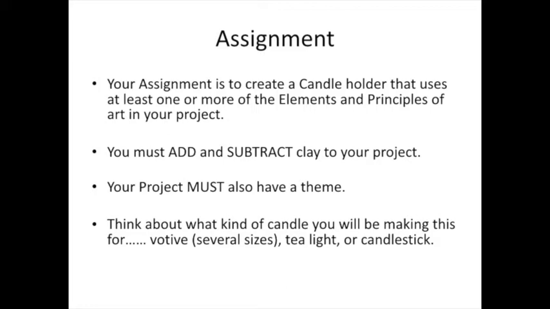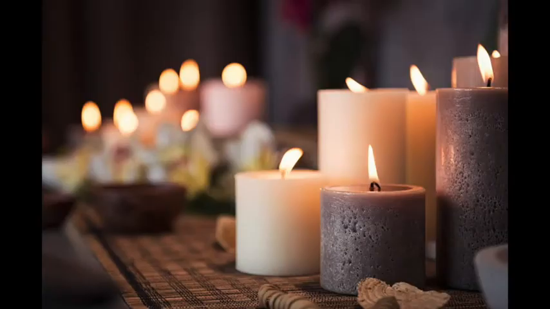The first thing you want to think about is what kind of candle you will be making this for. Is it going to be for a votive, a tea light, or a candlestick? If you're going to work with a votive size candle, these come in hundreds of sizes, so you're going to need to have a candle that you can take measurements off of. They're not a uniform size.